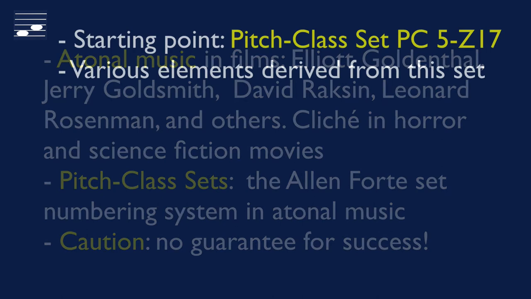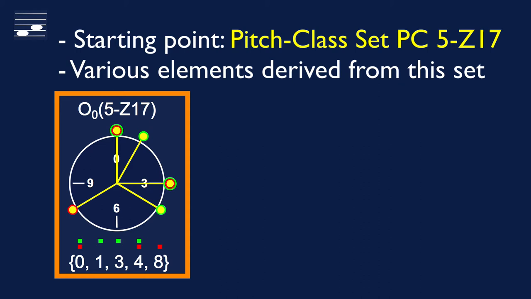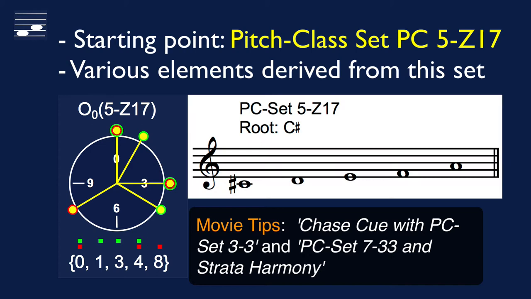For this relatively short cue, I wanted a unifying musical element, in this case the pitch class set 517, shown here in the original prime form in a pitch class diagram on the left. The source set contains five pitch classes shown as yellow circles. On the right, we see the transposed version of this set as used in the trailer score.